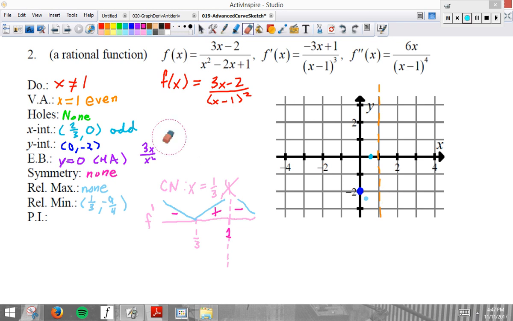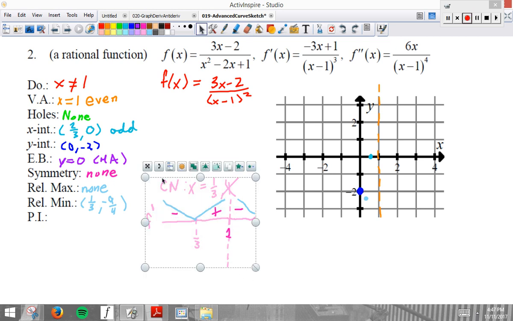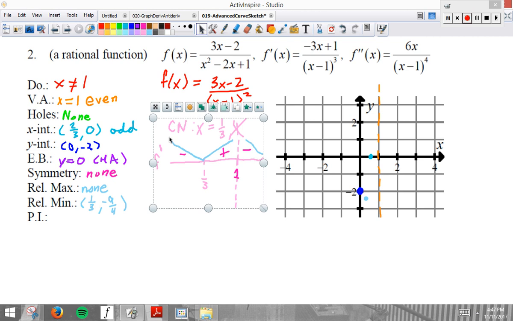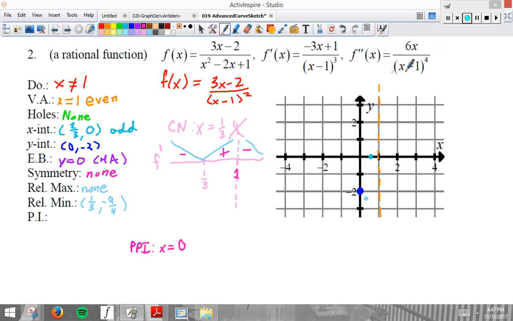Now I'm going to erase this little work for the horizontal asymptote. I'm going to slide this up. Like I said, we're going to want to make sure we've aligned everything. The possible points of inflection are actually x equals 0 because f double prime would be 0. We should worry about 1, except 1 again is a domain restriction.